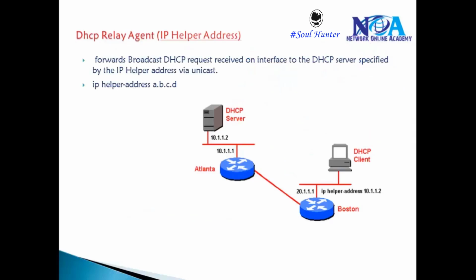So that is what the DHCP relay agent will do. It's going to receive the broadcast and send that broadcast request as a unicast request to the DHCP server wherever it is. It can be on the remote LAN, it can be on a remote VLAN, it doesn't matter. And that is something we are going to see in this lab scenario.